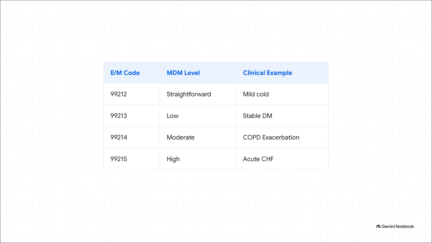But let's say a patient comes in with an acute exacerbation of COPD, or maybe a diabetes case that requires medication adjustments. Now you elevate to a 99214 for moderate complexity. Finally, high complexity, the 99215, is reserved for severe situations. Think acute congestive heart failure requiring a multi-system review and urgent intervention. The bottom line, your diagnosis and your clinical plan absolutely must justify the complexity level you choose.